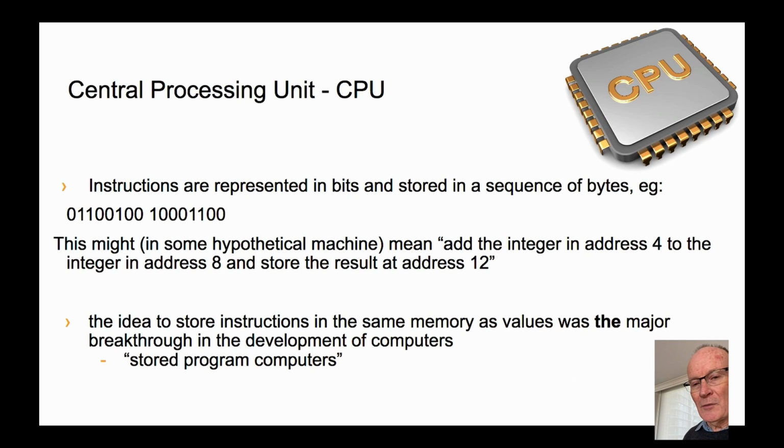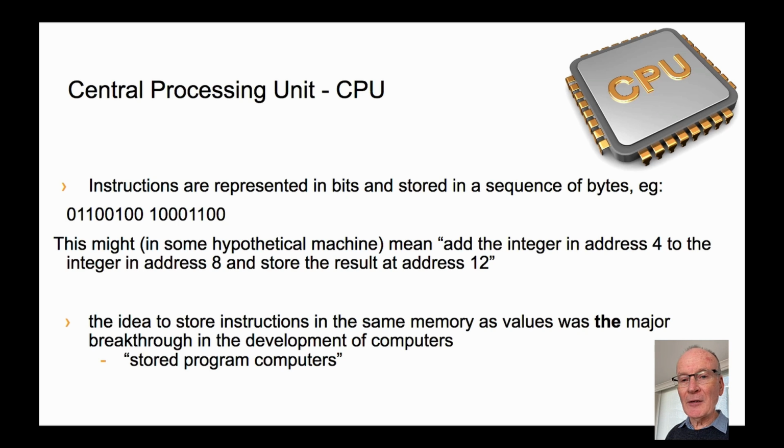Now, the representation of instructions might look like this. It's just a sequence of bits, just like your numbers and your characters. And in fact, if you've got an error in your program, you might accidentally start executing the bit patterns that are your numbers. The raw memory makes no difference between the instructions and the numbers or characters that you stored.